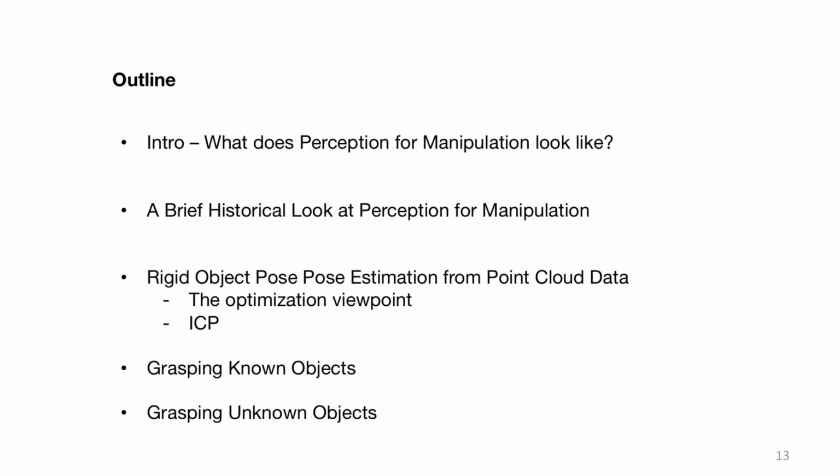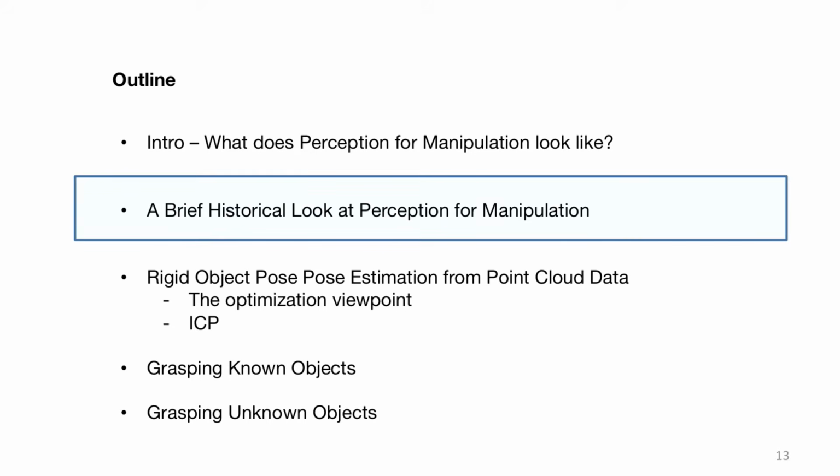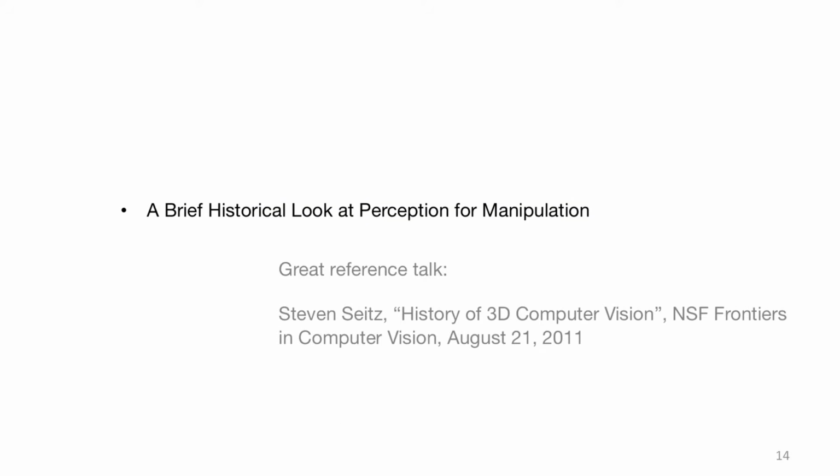Okay, so hopefully through a bunch of videos, and that's going to continue to be a trend of this lecture, that gives you a little sense of what we mean when we're talking about perception for manipulation. Let's look at what people have been doing for a long time. I think in robotics we don't often appreciate what people did even very long ago. So for this little section of the talk, I do want to give credit where it's due. I'm leaning heavily on a great talk by Steven Seitz from 2011 called The History of 3D Vision, and highly recommended.